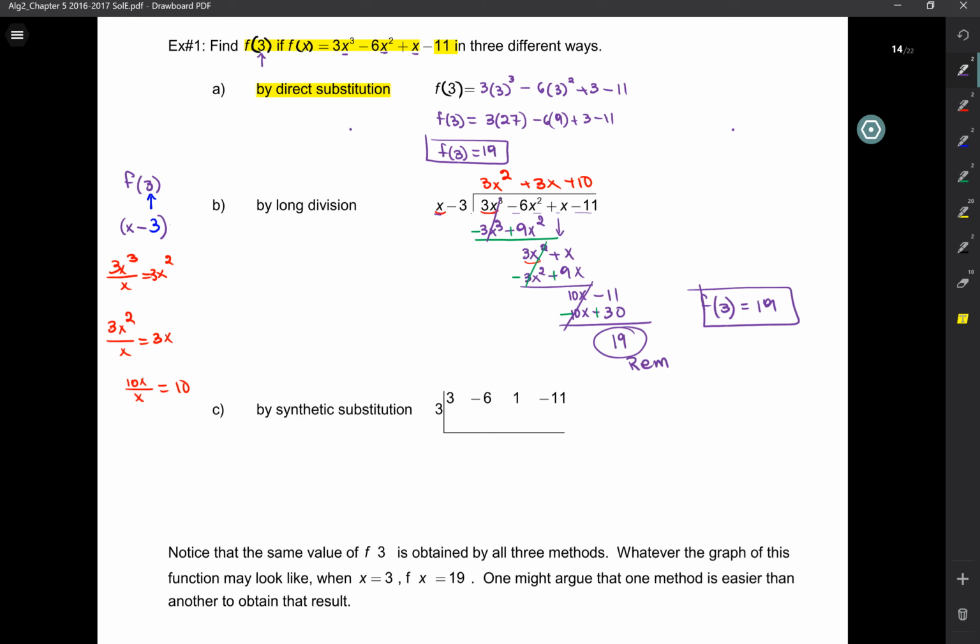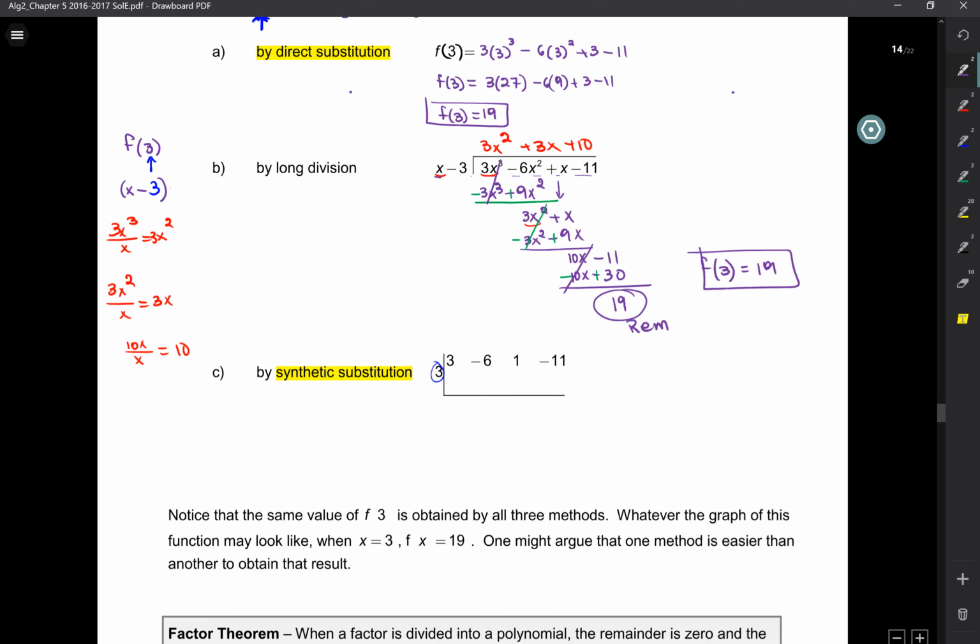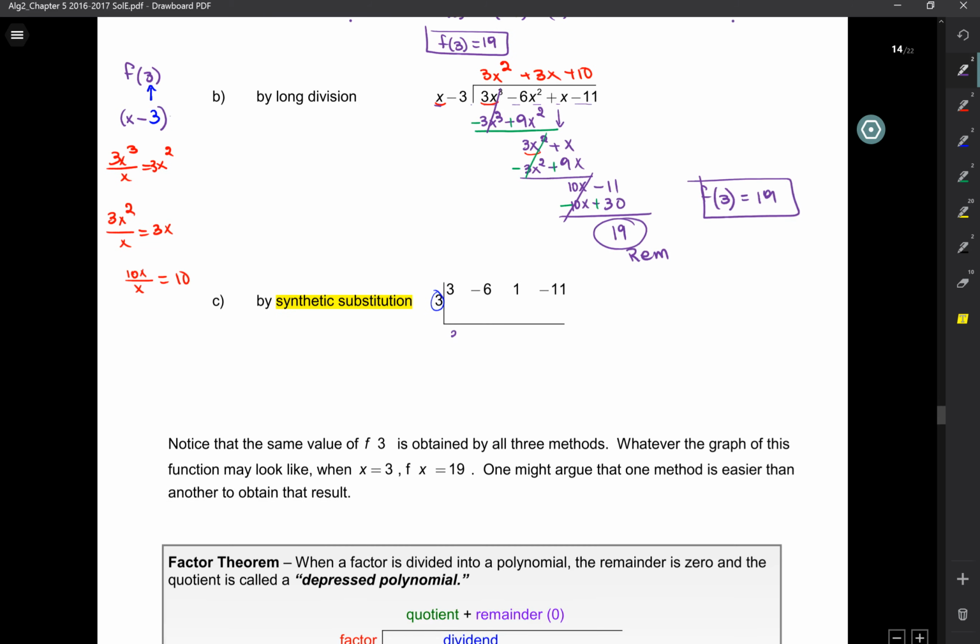Now let's do the same thing, but with synthetic division. This method is called synthetic substitution. So again, we're going to take that same value of 3 and we're going to put it here, and now we're going to work with synthetic division. So the 3 comes down, multiply by the outside 3, we get 9. You add, you get 3. Multiply, you get 9. Adding gives you 10. Multiply gives you 30. Remainder is 19, and there you have it. f of 3 is equal to 19.